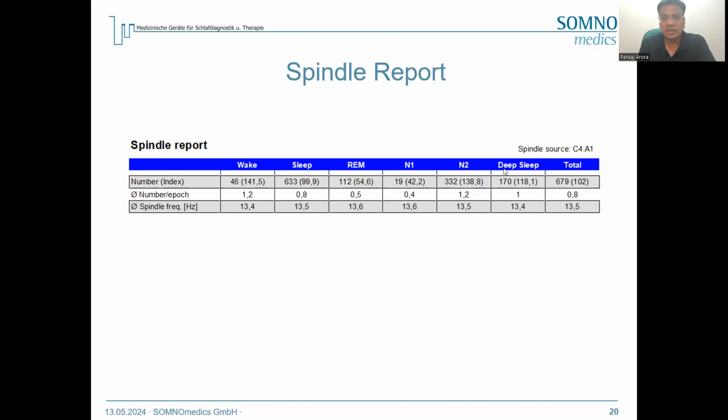But if you see, spindles are also appearing during the deep sleep stage, that is N3. Deep stage is anyway very little, but 170 spindles are coming during this deep stage, N3, with an index of 118, which means the patient is taking some kind of medication. Because of this, spindles are coming also in stage N3 or any other stage. So we need to look into it. If the patient is taking some kind of medication, it is in turn affecting the spindle report.